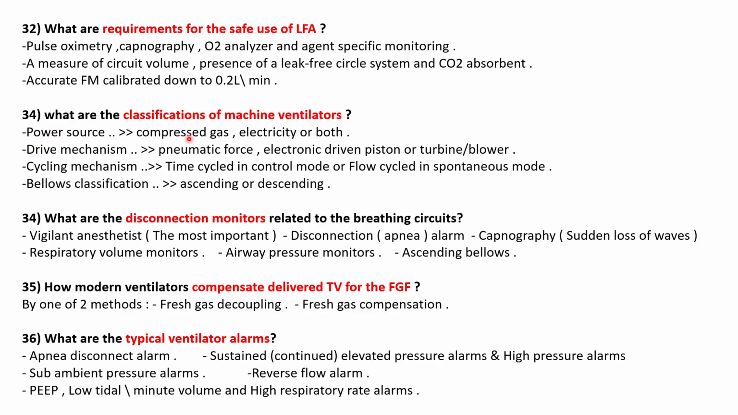What is the classification of machine ventilators? Power source: compressed gas, electricity, or both. Drive: pneumatic force, electric driven piston, or turbine. Cycling: time cycled in control, or flow cycled in spontaneous. Bellows classification: ascending and descending, and we should know the difference between ascending and descending, and which one of them is dangerous and which one should be used.